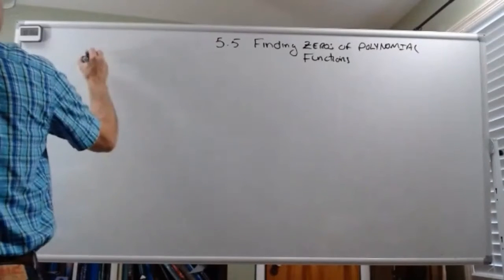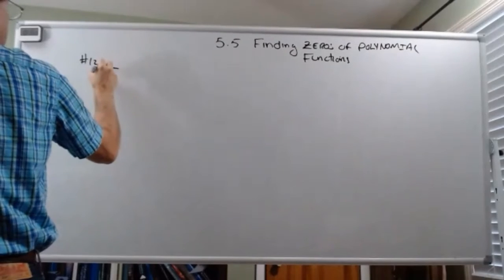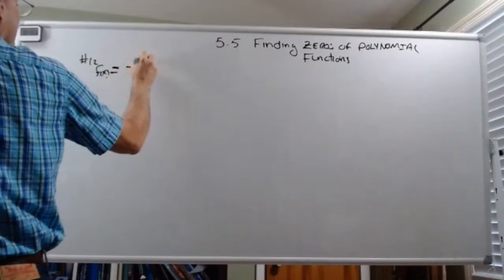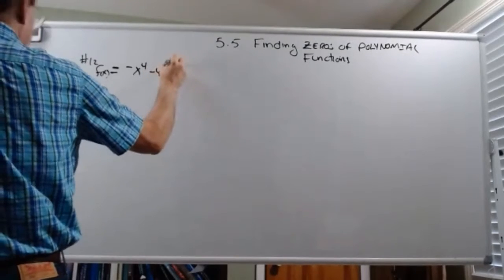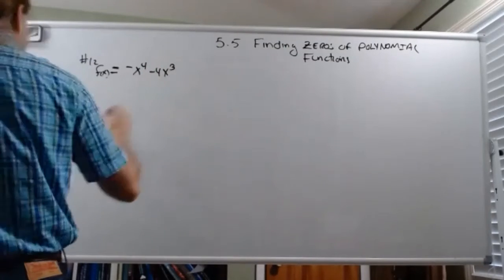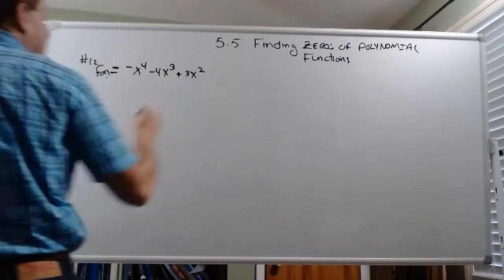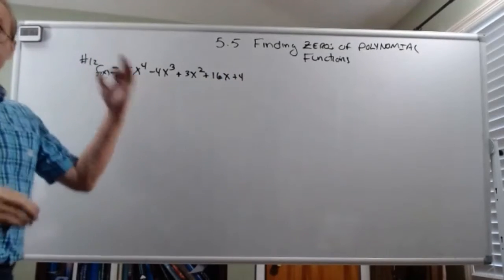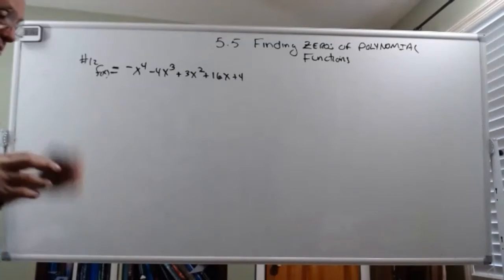So this is our number 12. You have my f of x is equal to a minus x to the fourth minus 4x cubed plus 3x squared plus 16x plus 4. Now, we are looking for 4 zeros. It's a fourth degree polynomial. We're looking for 4 zeros. We know that from the fundamental theorem of algebra.